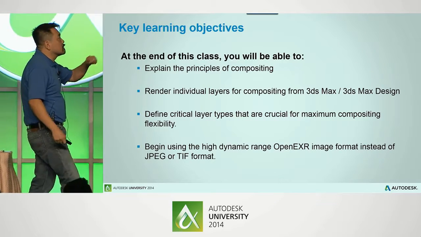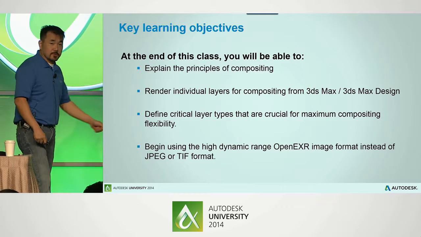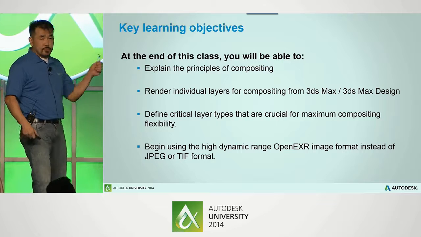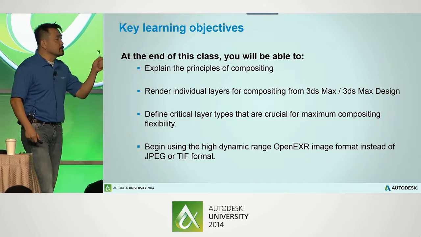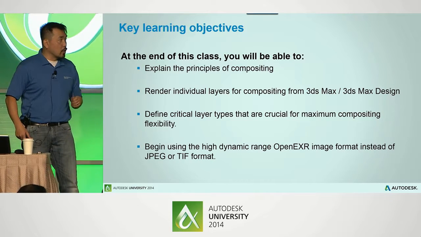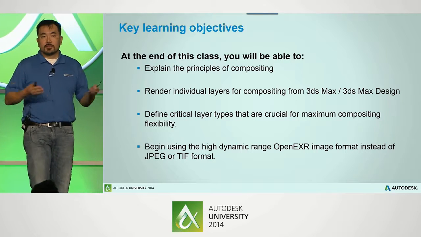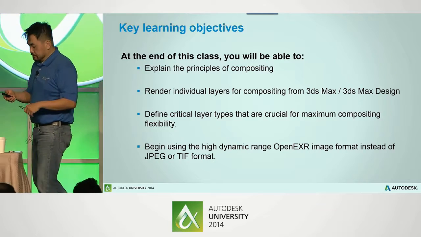So, the terminal learning objectives for this class. At the end of this class, you'll be able to explain the principles of compositing, render individual layers for compositing from 3ds Max or 3ds Max Design, define critical layer types that are crucial for maximum compositing flexibility, and then begin using the high dynamic range OpenEXR image format instead of JPEG or TIFF, which I see a lot of architects and interior designers utilize.